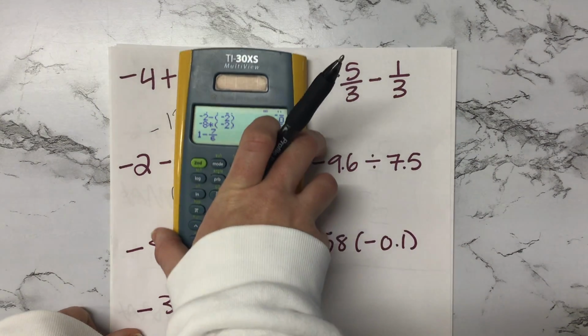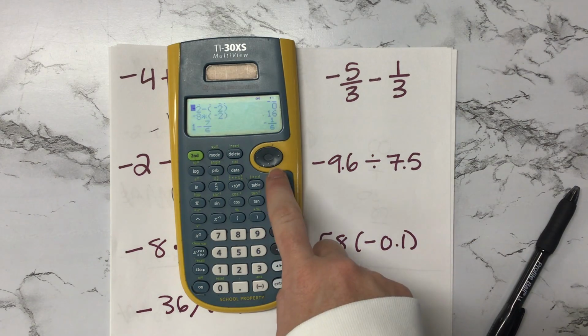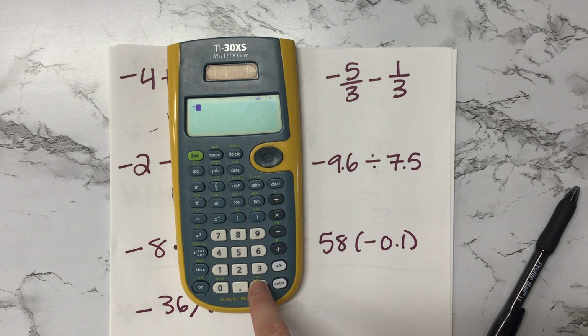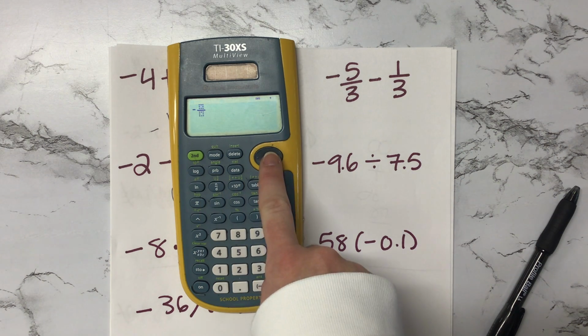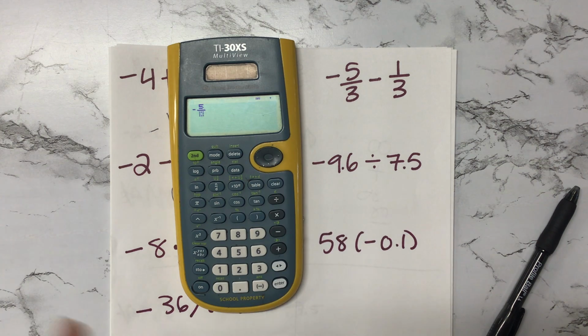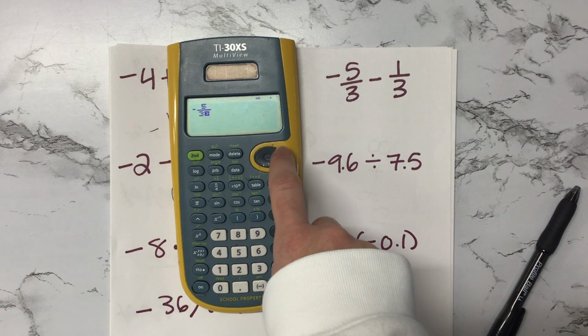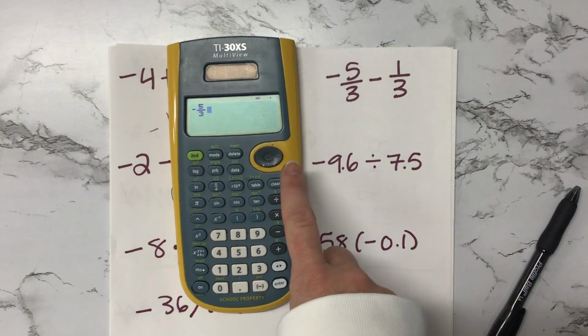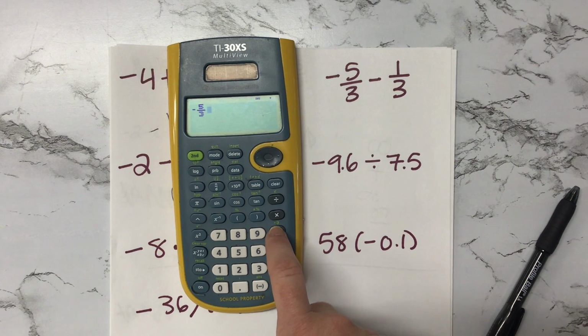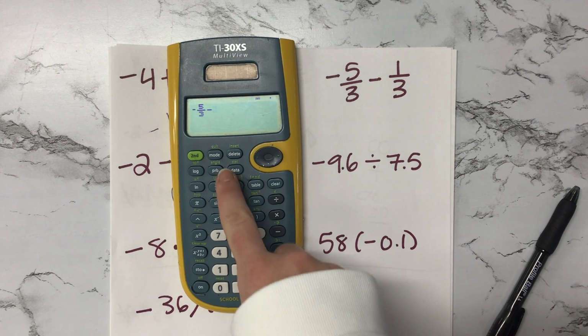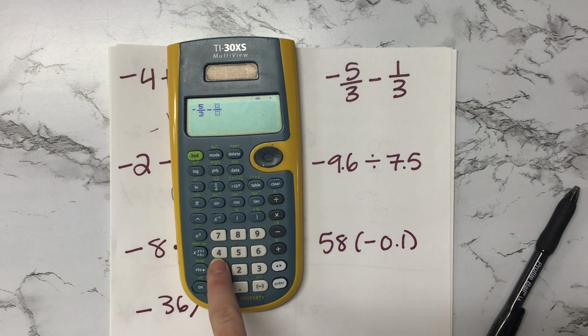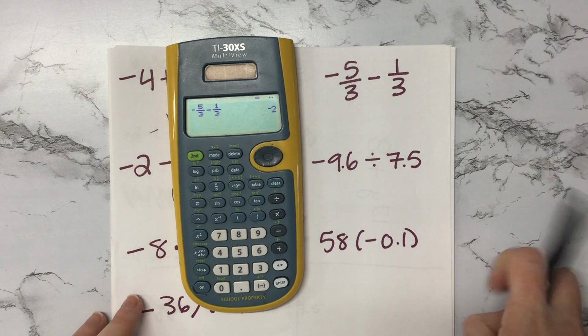Okay. All right, let's try 2 fractions. So negative, then I hit my fraction button, 5, then I hit the down arrow, put a 3 there, then I hit the right arrow to get out of the fraction, then minus, have a new fraction, 1, down arrow, 3, enter, -2.